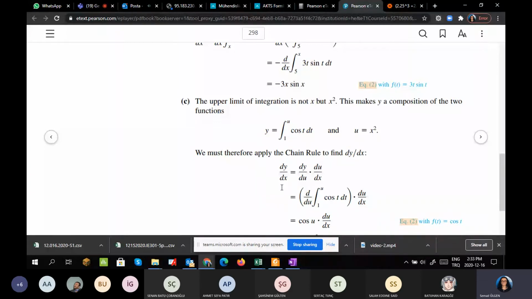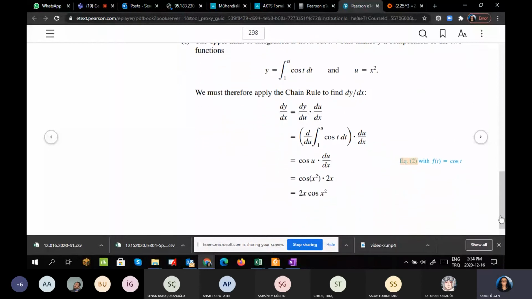But there's a chain rule, because first y goes to u, and then u goes to x. So there's this dependency rule. y depends on u first, and then u depends on x afterwards. Because of that, we have to use this chain rule. The chain rule says dy/dx is equal to dy/du. You take the derivative with respect to u first, and then don't forget to take the derivative of u with respect to x and multiply with it. We are going to follow that.